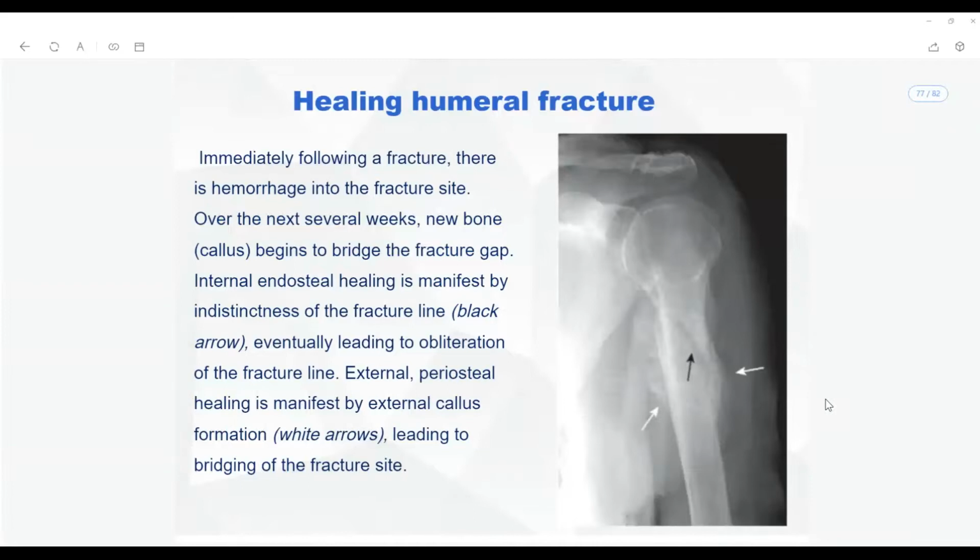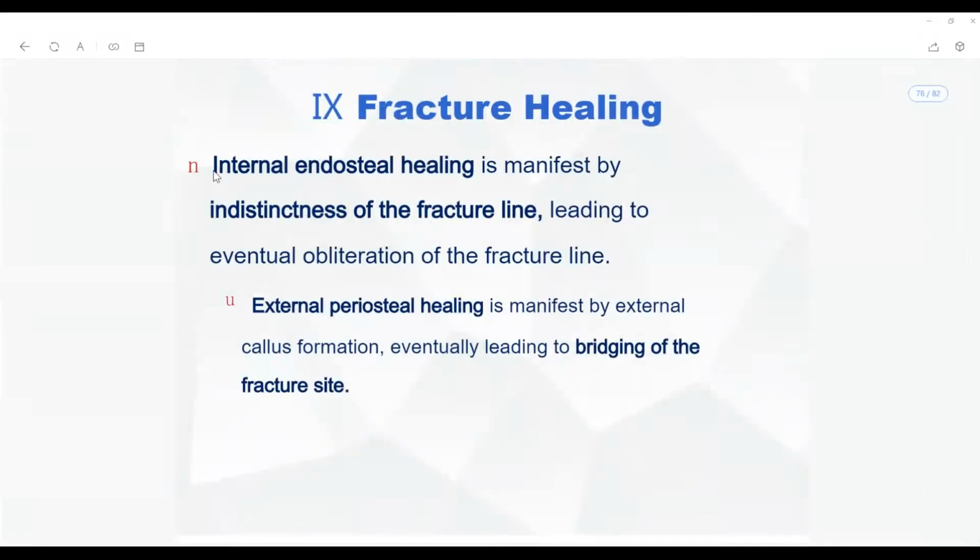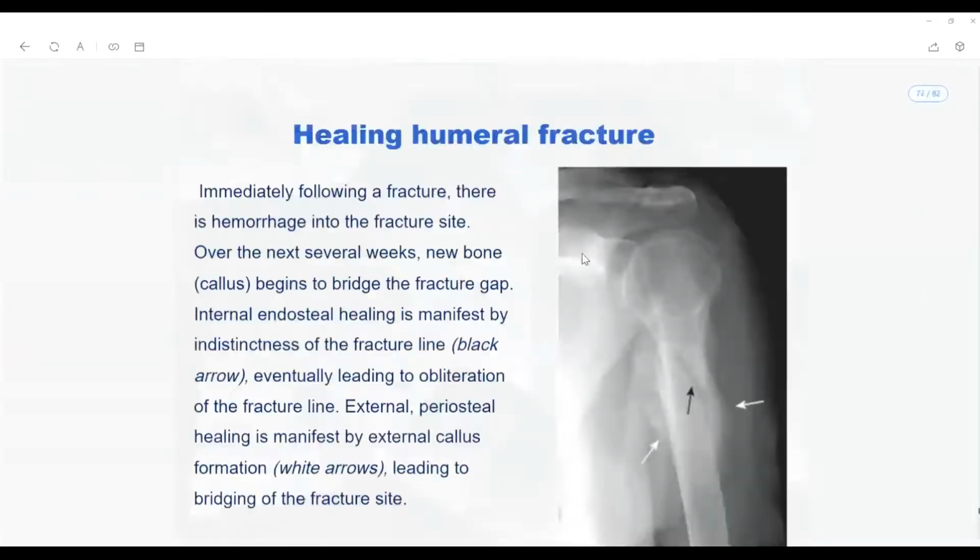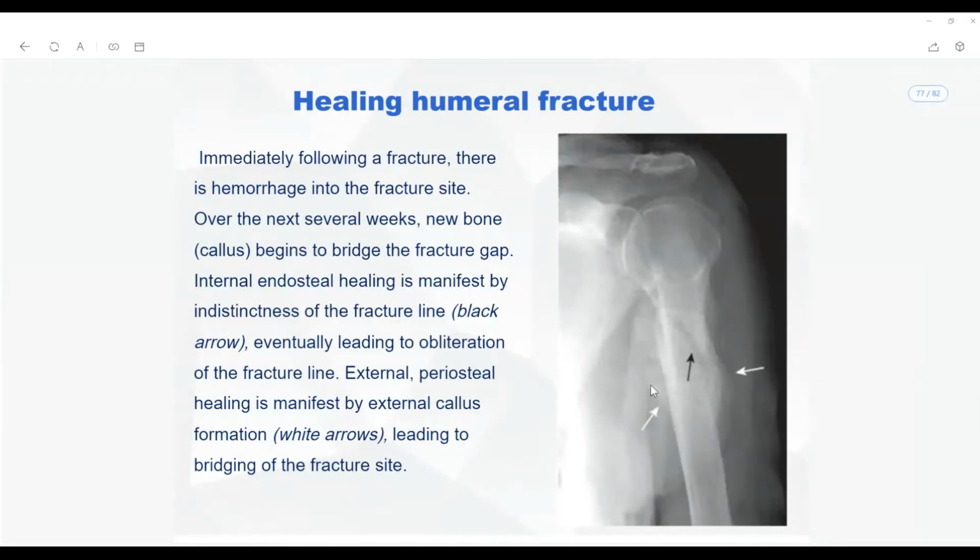Now you see here there is a fracture line present along the proximal end of, let us say, the surgical neck of the left radius. And then there is indistinctness present down here. This indicates that internal endosteal healing has started here. But you see along the white arrows there is a lot of hypercalcification, or hyperdensities, along the cortex. This indicates that the fracture did not heal but has started to heal from the outside. So that is called a malunion fracture.